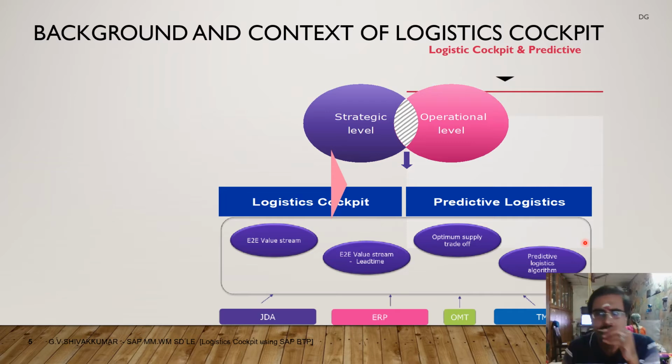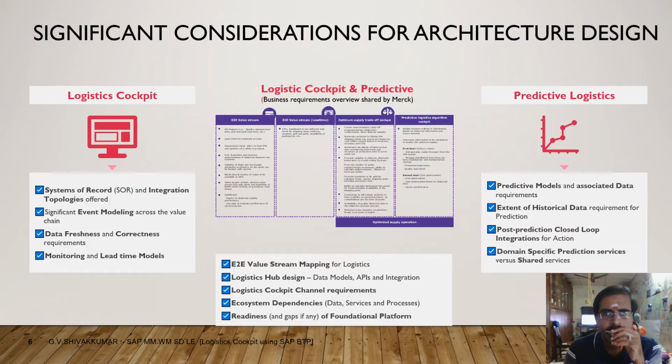All these things will give the predictive logistics and analytical tool. I hope you can understand it in the coming slides. Next, here you can see the significant considerations for architecture design. If you're designing a logistics cockpit, what are the considerations to be made?